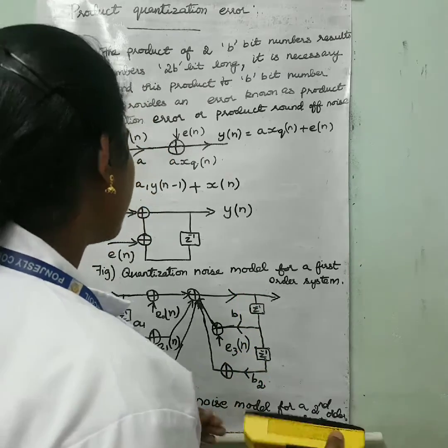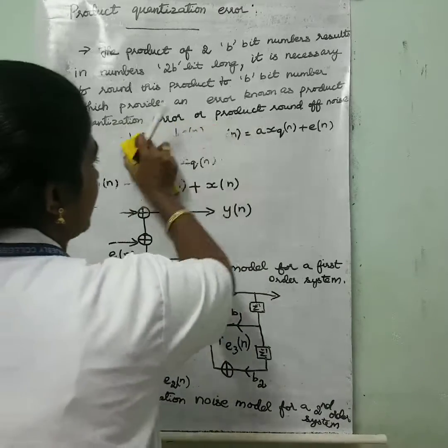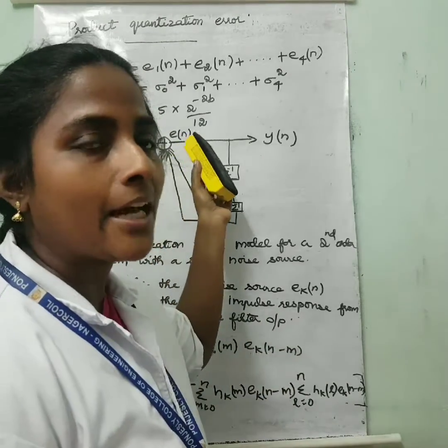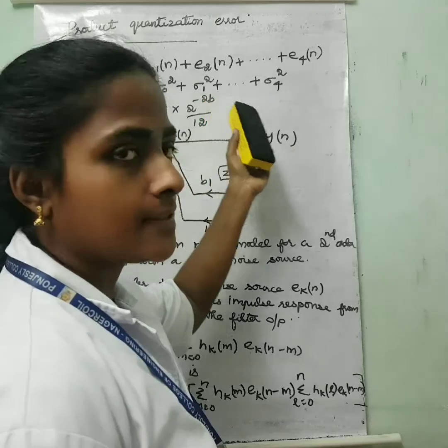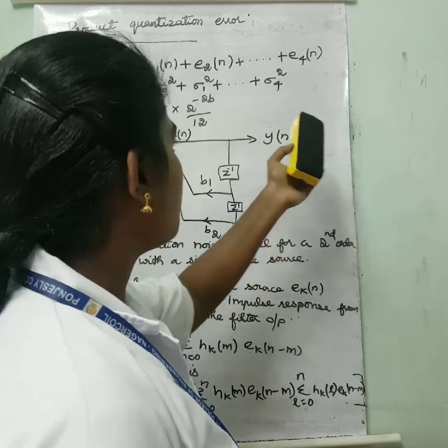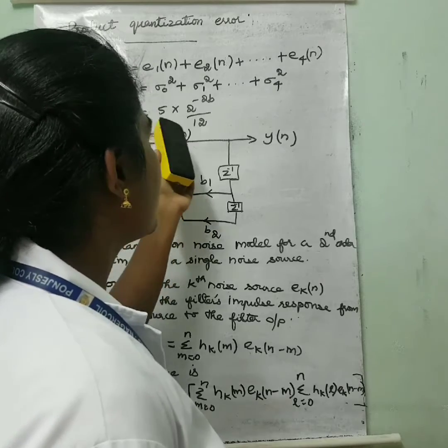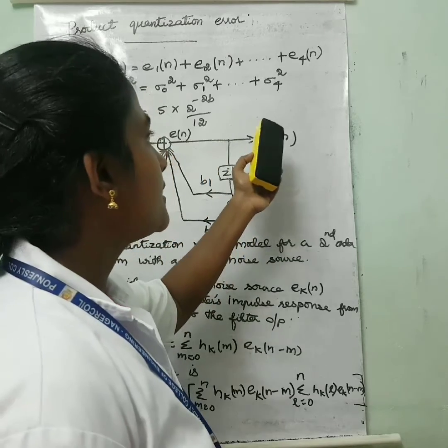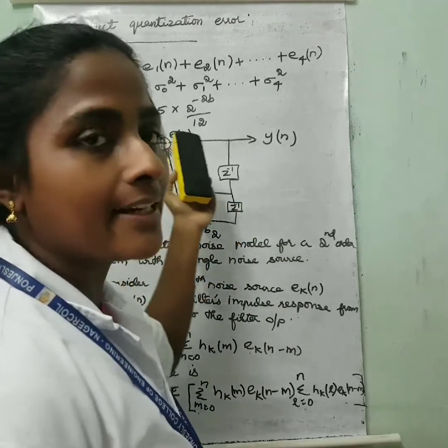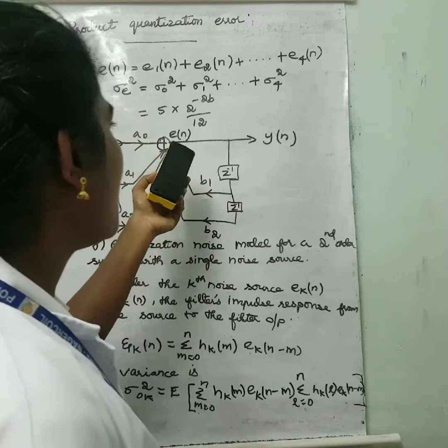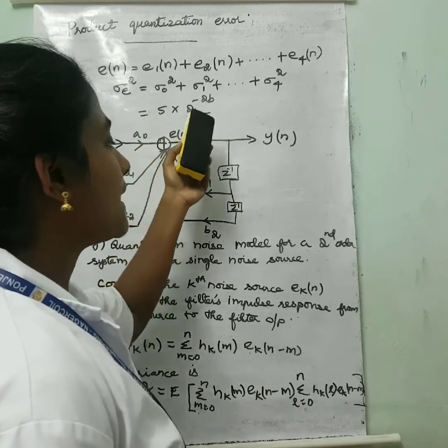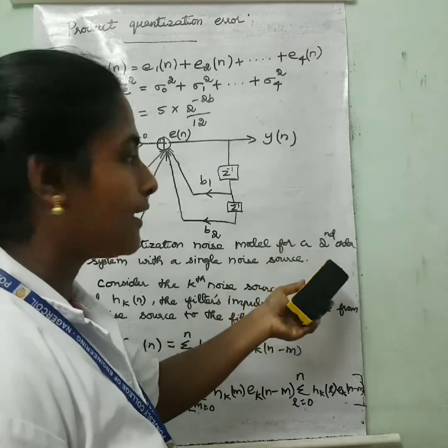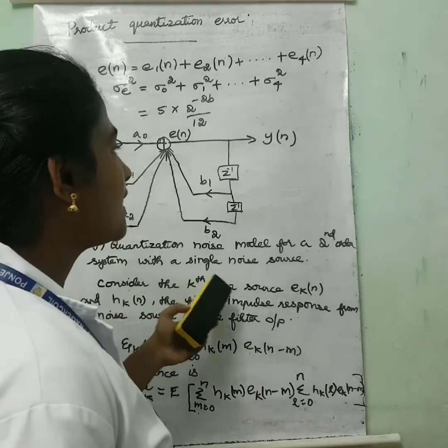Next we can see the whole En. E of n is equal to E0 of n plus E1 of n plus E2 of n, and so on up to E4 of n. Similarly, sigma E square is equal to sigma 0 square plus sigma 1 square, and so on up to sigma 4 square. This can be written as 5 into sigma E square, where we know the value of sigma E square is 2 power minus 2b divided by 12. This diagram is the quantization noise model for a second order system with a single noise source.